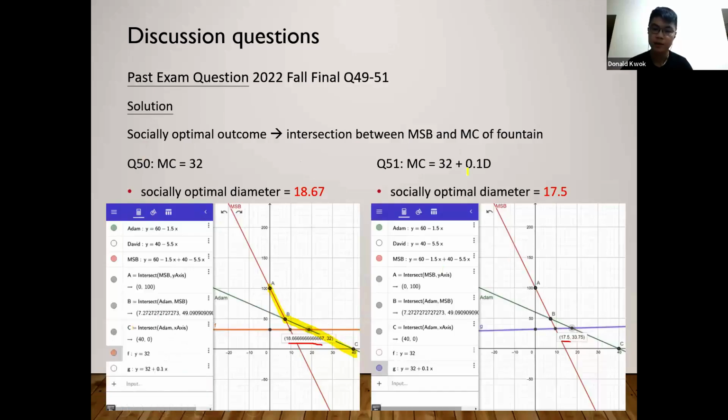When the marginal cost in question 51 is 30 plus 0.1d, okay, we just find the intersection between the marginal cost and the derived marginal social benefit. Then we have the socially optimal diameter to be 17.5. Okay, so that's all for this one, and we'll move on to the next problem. Please take a look.